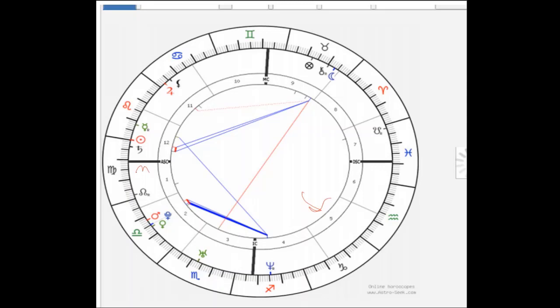Seventh house is the people that are attracted to you. Now, the women that are probably attracted to this particular person are probably going to be Pisces, because that's where seventh house is. This is seventh house of marriage. So the women that are attracted to you are probably going to be Pisces.